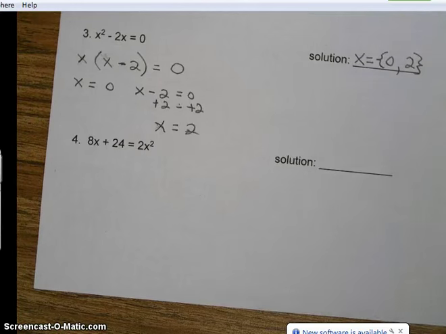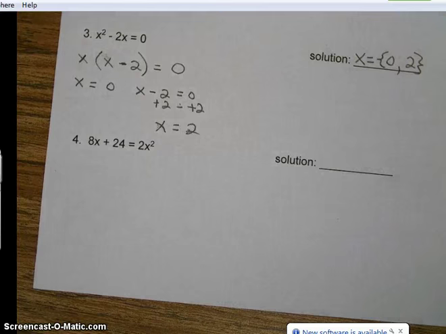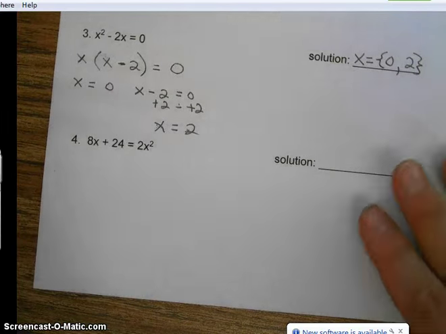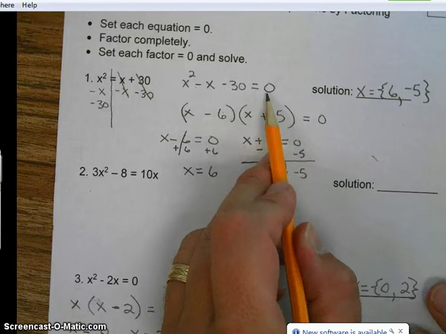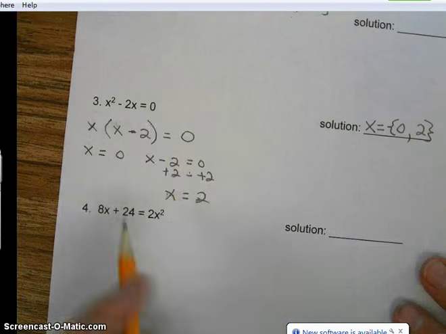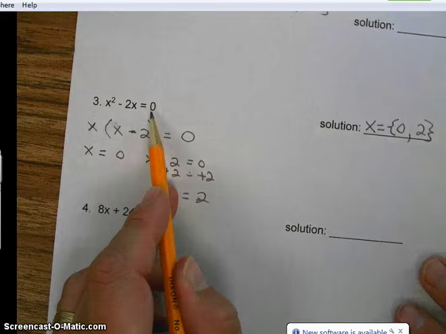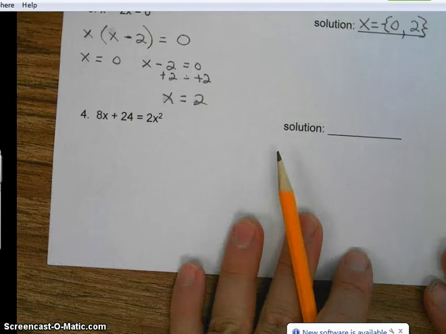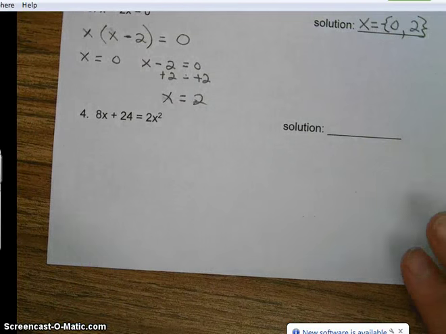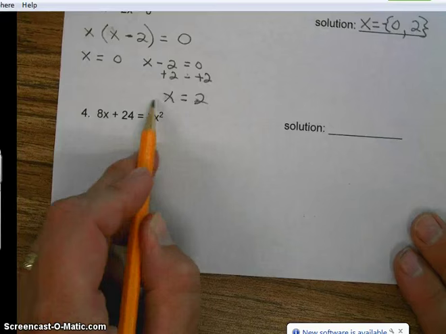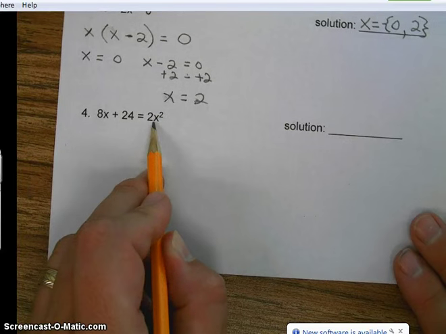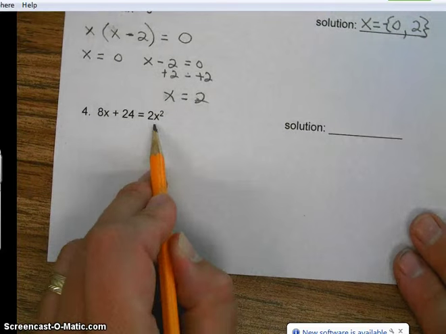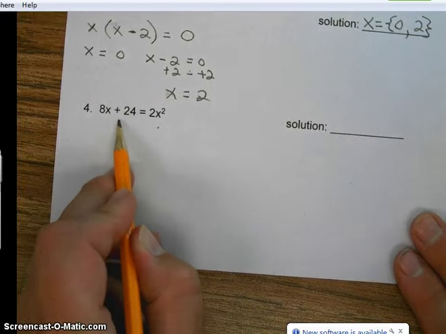Okay, let's go down to number 4. Now, this goes back to what I was talking about before. I don't want you to think that the 0 always has to be on the right. It doesn't. Look at number 4. Remember what I said earlier? I want the x squared to be positive. Is it positive? Yes. So that means I'm going to have my 0 over here on the left side instead.